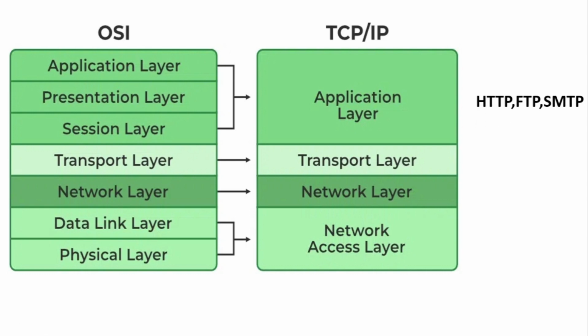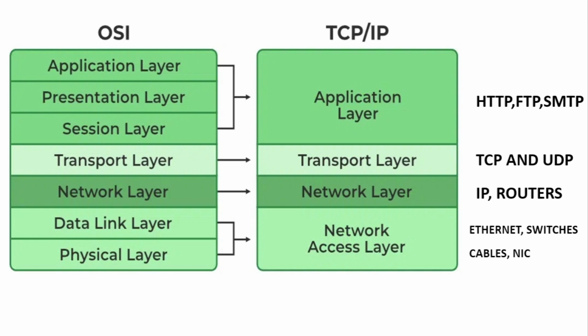In the application layer, we have HTTP, FTP, and SMTP, while in the transport layer, the two most common transport protocols are TCP and UDP. At the network layer, we have the IP. Routers also are found at this layer. Then at the data link and physical layers, which make up the network access layer, we have Ethernet and switches, which are found at the data link layer. And we have the cables and the NIC, network interface card, which are found at the physical layer.